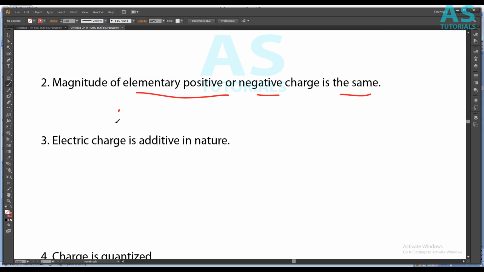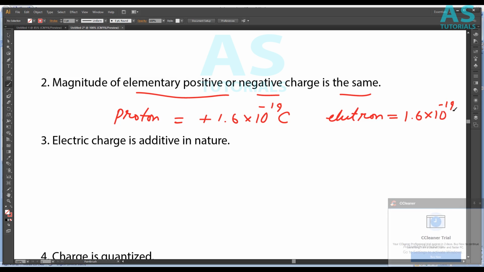Example, in the case of a proton, the magnitude is plus 1.6 times 10 to the power negative 19 coulomb, and in the case of an electron, the magnitude of the charge is 1.6 times 10 to the power negative 19 coulomb. The only difference is that in the case of an electron the charge is negative, and in the case of a proton it is positive, whereas the magnitude remains the same.